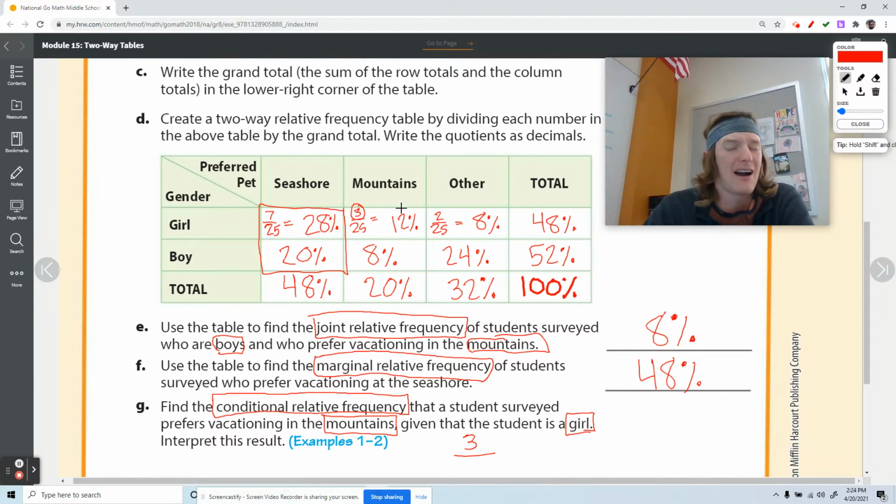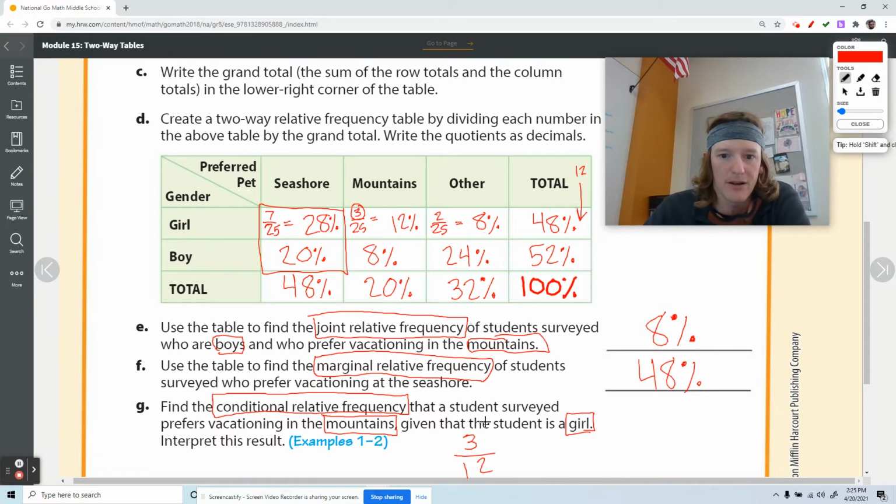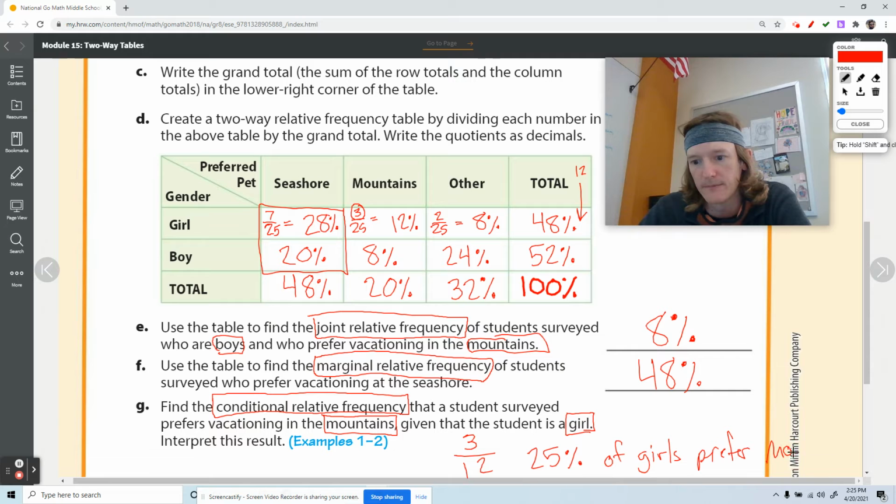It's only 3 out of how many total girls did we have. So if we look back up on the total, this box right here on the top one showed us we had 12 girls. So this is 3 out of 12. So 3 divided by 12, 3 mountains out of 12 total girls is 25%. Interpret this result. So 25% of girls prefer the mountains.